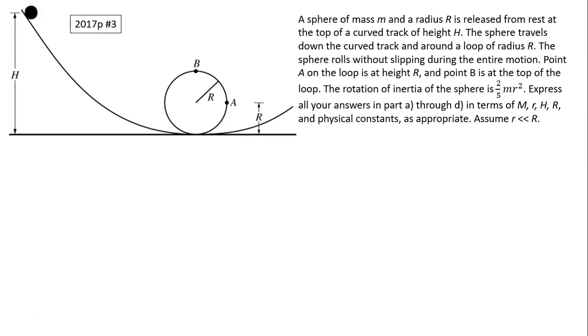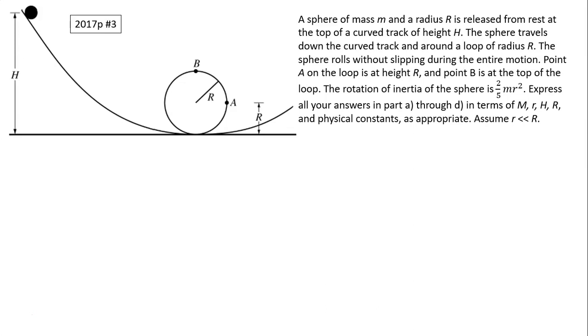A sphere of mass m and radius r is released from rest at the top of a curved track of height h. The sphere travels down the curved track and around a loop of radius R. The sphere rolls without slipping during the entire motion. Point A on the loop is at height R, and point B is at the top of the loop. The rotational inertia of the sphere is 2/5 mr squared.